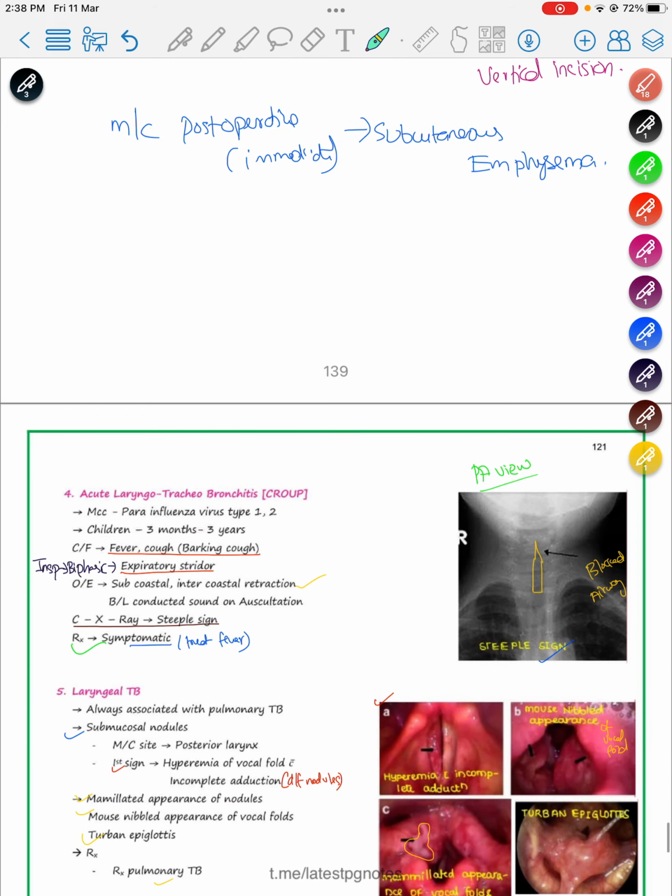Next infection is acute laryngotracheobronchitis, or croup. It is caused by parainfluenza virus type 1 and 2. It occurs in children 3 months to 3 years of age. The presentation will be barking cough, then fever, and along with that stridor. It's not hoarseness of voice; hoarseness of voice occurs only with vocal cord involvement.